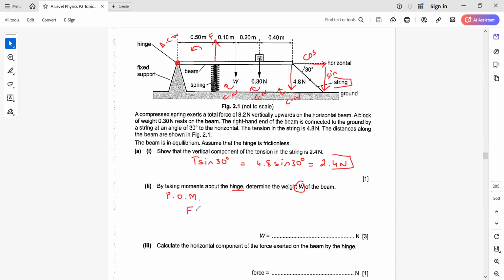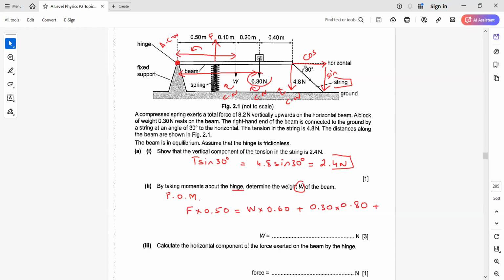So that would be F times 0.50, and all of the others are clockwise. So W times the distance from the hinge. 0.5 plus 0.1 is 0.6. That is very important. This is the distance for W, right? And then we have a weight of 0.3 Newton, which is even farther away. So 0.2 plus 0.1 plus 0.5. Let's add this up. So that's going to be 0.8, right?